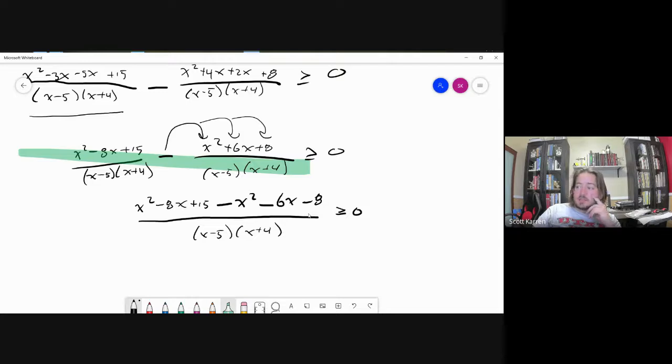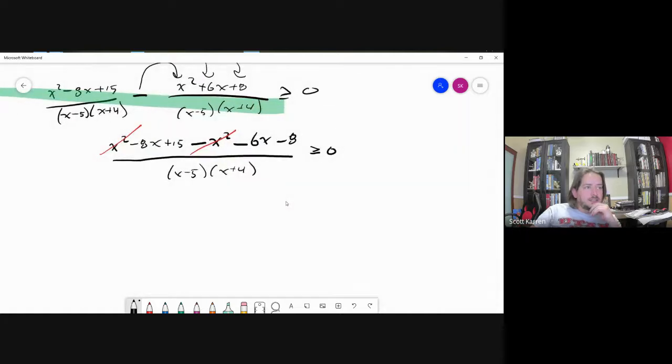Still greater than or equal to 0. And I can hack and slash some stuff. Positive x squared, negative x squared cancel each other out. I've got a negative 8x and a minus 6x. That's negative 14x. And a 15 minus 8 is plus 7, over that (x minus 5)(x plus 4), greater than or equal to 0.